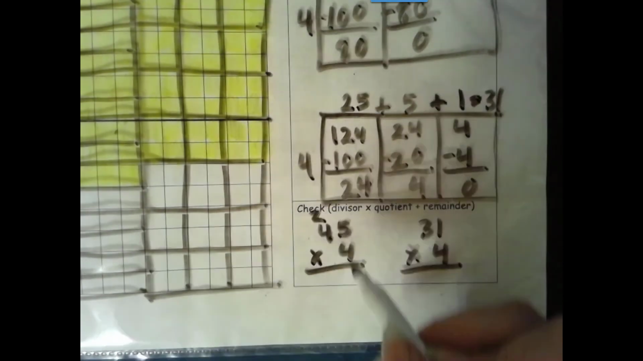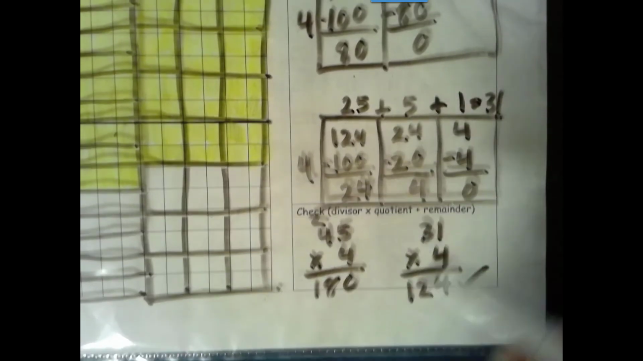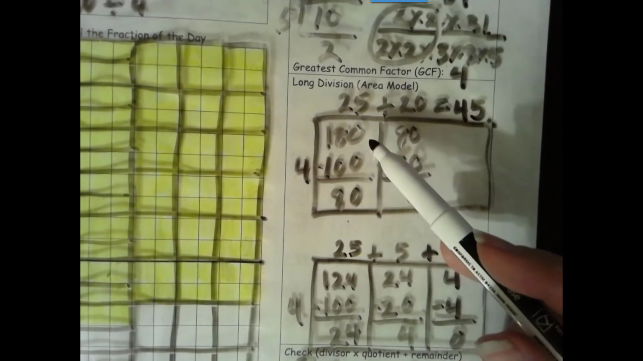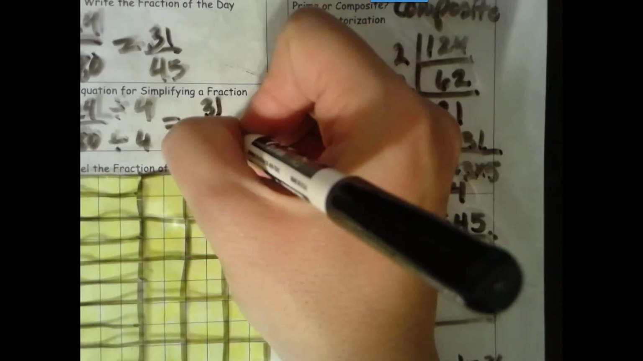4 groups of 5 is 20. 4 groups of 4 tens is 16 tens, plus 2 more tens is 18 tens. 4 groups of 1 is 4. 4 groups of 3 tens is 12 tens. 124, that matches our dividend, check. 180, that matches our dividend, check. So our numerator is definitely 31, and our denominator is definitely 45.